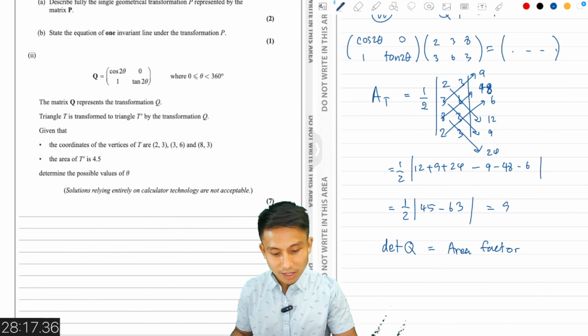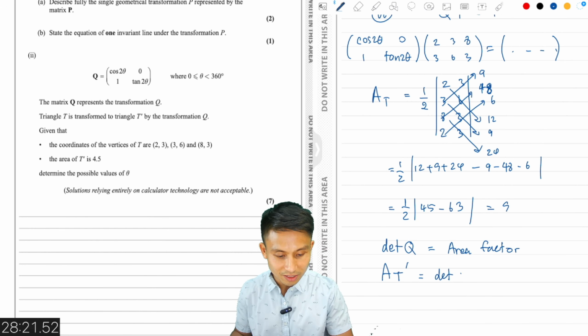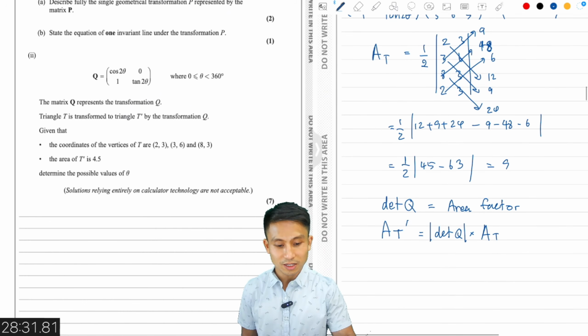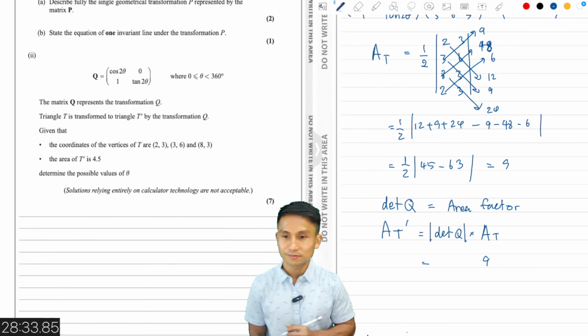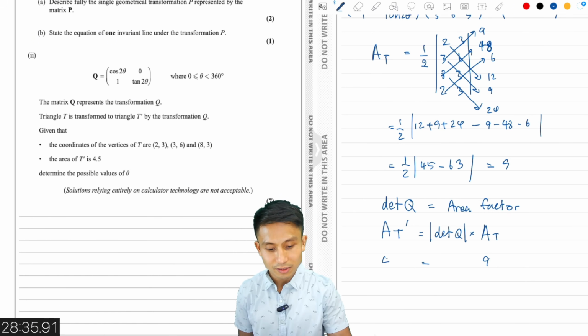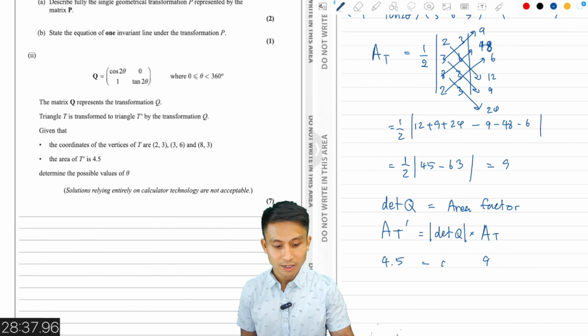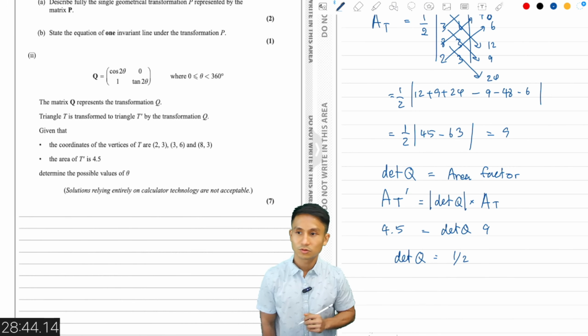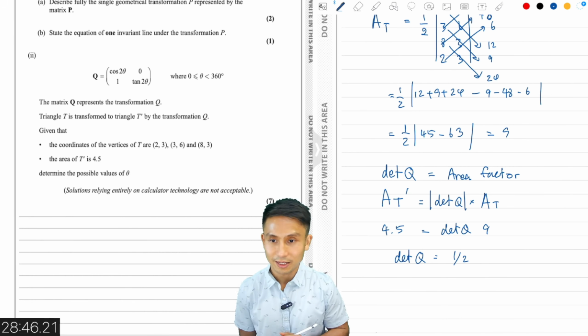Okay, so that means the area of T prime here will be determinant Q times, well, determinant might be minus, so this should be a modulus, times the area of the original T. And now we get the area of T to be 9, right? And this to be 4.5. And this is determinant Q. That means the determinant Q should be 1 over 2. 4.5 divided by 9 there.